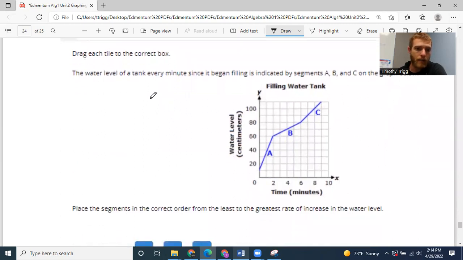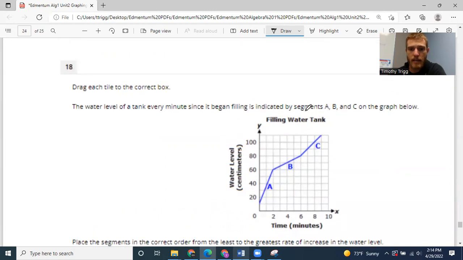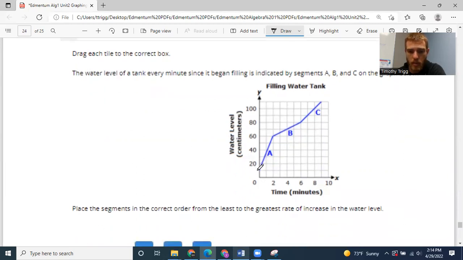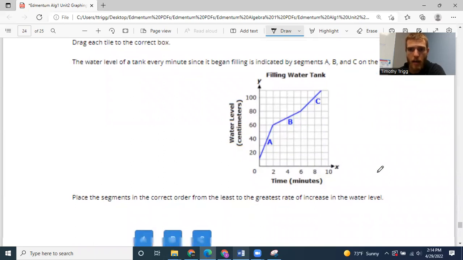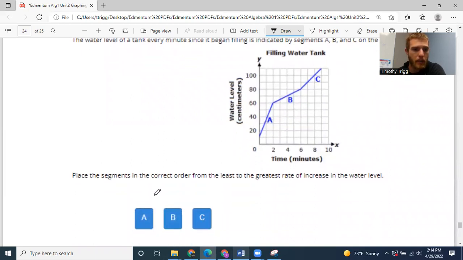The water level of a tank every minute since it began filling is indicated by the segments A, B, and C on the graph below. Okay, so we could see, we have it's filling the water tank versus time. Time is our independent variable. Place the segments in the correct order from least to greatest rate of increase.